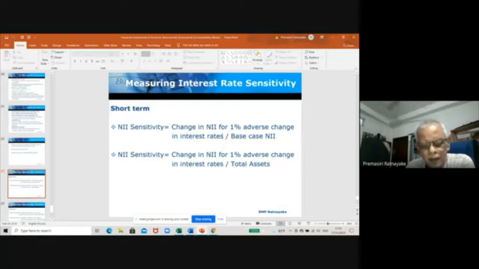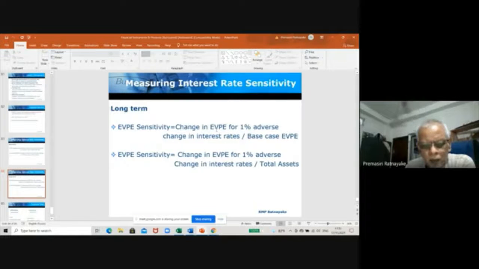Net interest income sensitivity to 1% change in the interest rates. That is the sensitivity measured here. Economic value of portfolio equity, again measuring interest rate sensitivity.